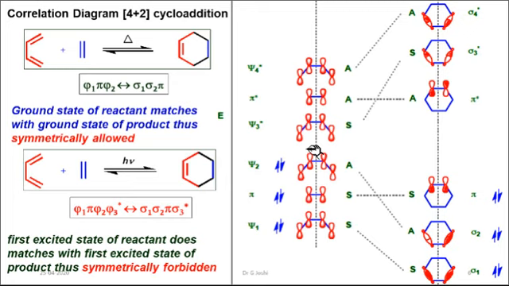Since there are six molecular orbitals involved in the bond formation, in both reactant and product, we must consider the symmetries of all six molecular orbitals. If we see the reactant side, we have psi 1. This is for a delocalized butadiene system.